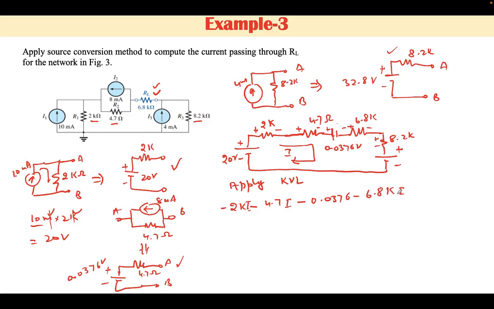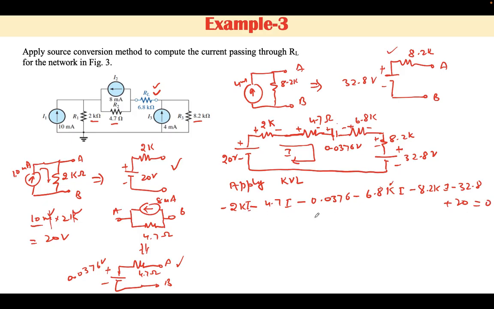into I, where k here means kilo, that is 6.8 into 10 to the power 3, then minus 8.2k into I, then minus 32.8, because this source is 32.8 volt, then plus 20, because for this source we are moving from lower to higher, so it will be plus, equal to 0.